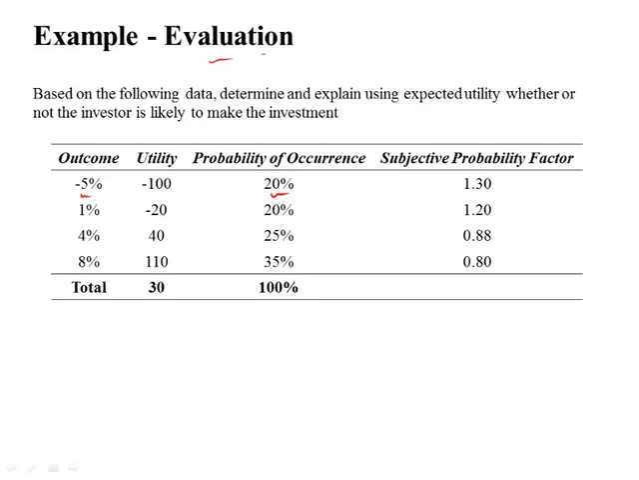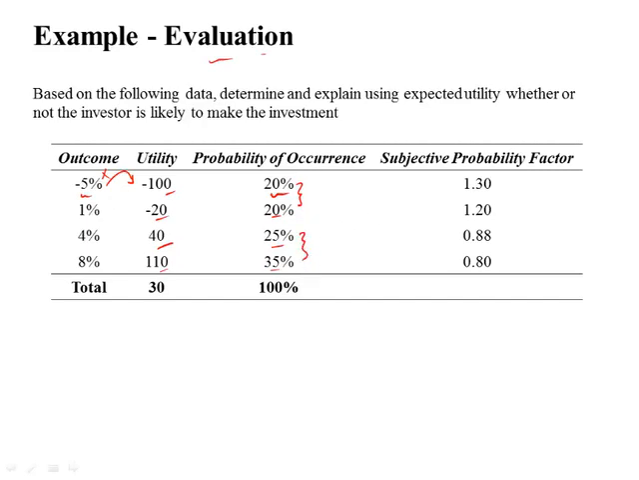However, please note that this outcome does not matter. What matters is the utility from the outcome. So there's a 20% chance of a minus 100 utility, a 20% chance of a minus 20 utility, a 25% chance of 40 utility, and a 35% chance of plus 110 utility. However, the investor thinks that the first two outcomes are slightly more likely and the second two outcomes are relatively less likely.